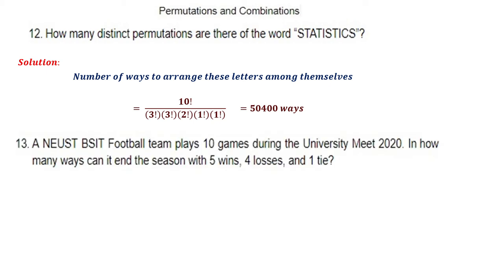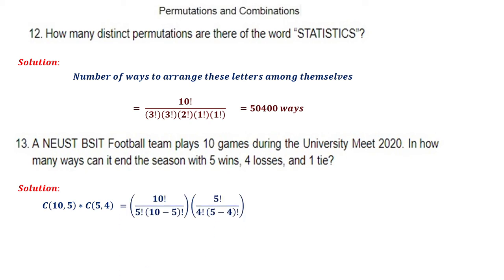The NEUST BSIT football team plays 10 games during the University Meet 2020. In how many ways can it end the season with 5 wins, 4 losses, and 1 tie? Yan, di ba? So, 10 factorial over 5 factorial times (10 minus 5) factorial, and then 5 factorial, and 4 factorial, (5 minus 4) factorial. So, to check it out, we have 1,260 ways. So, na mangyayari yan, di ba?